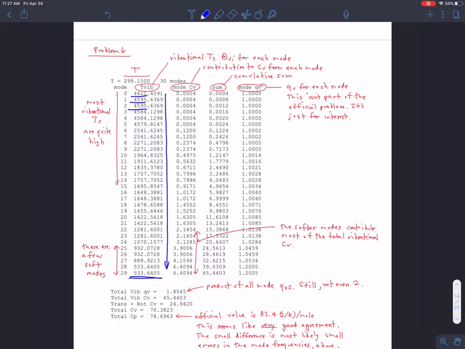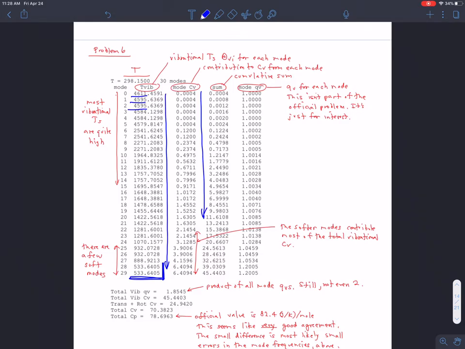But down here at the bottom are the soft modes, and they're pretty low. The vibrational temperatures down here aren't quite at room temperature. In fact, they're still pretty high by our normal day-to-day experience, but they're starting to approach room temperature. And then this column is giving the contribution from each of the normal modes.